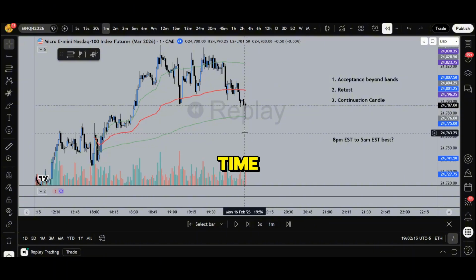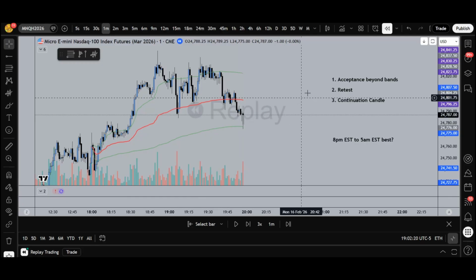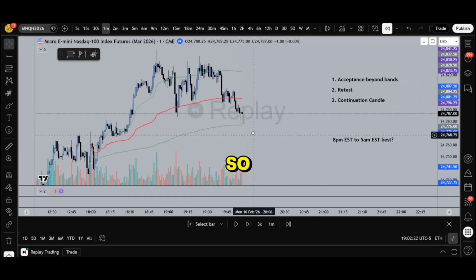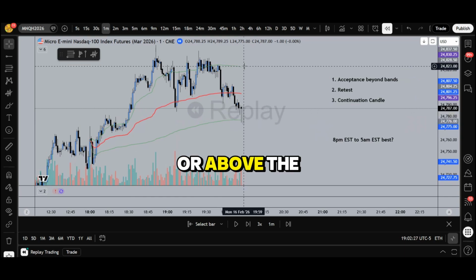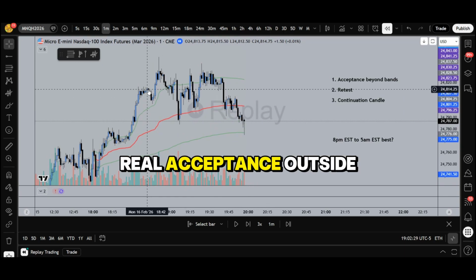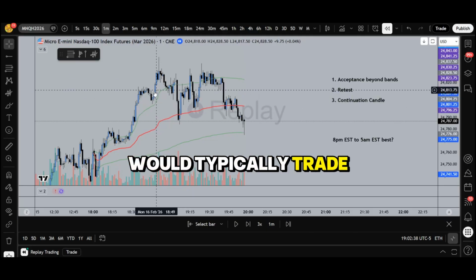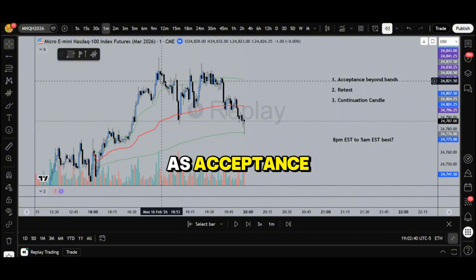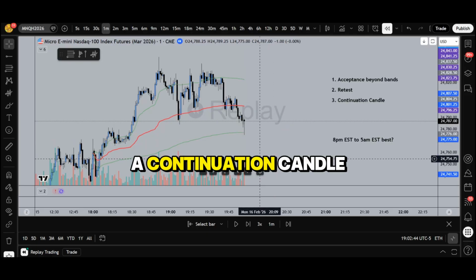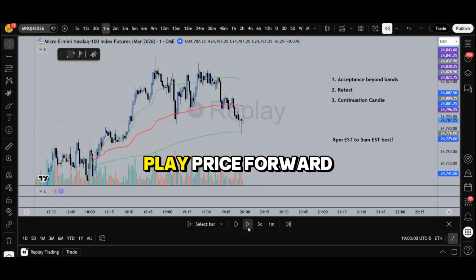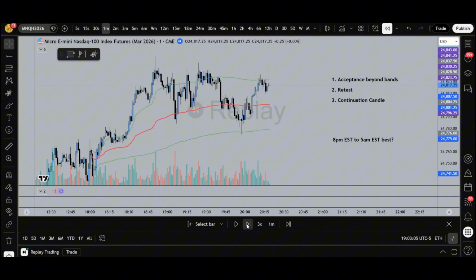Eastern Standard Time. So the first thing we're going to look for is price acceptance beyond the bands. So what that means is not just a wick below the lower band or above the higher band, but real acceptance outside of it, as you can see here. Although this was earlier than we would typically trade, this would count as acceptance. After that, you'd look for a retest and then a continuation candle. So let's just play price forward and see if we get some setups.